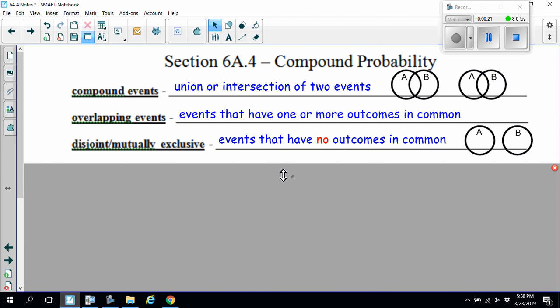So let's talk about our first definition, a compound event. That basically is the union or intersection of two events. Make sure you're writing these down while I'm also explaining. Union means or, so like you have this or this, while intersection represents and.